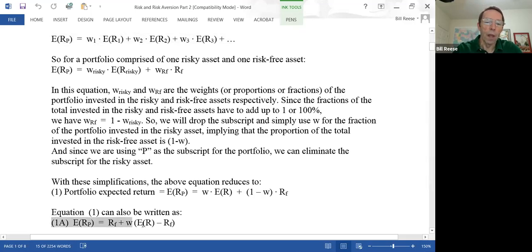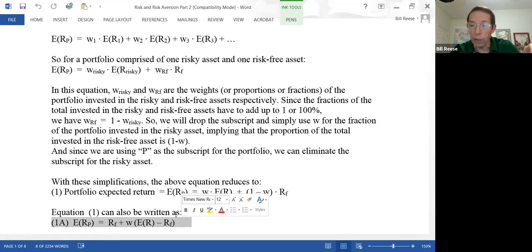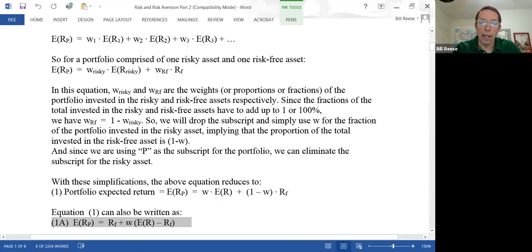Equation 1a says that the expected return on a portfolio, and again, this is only when we have a risky asset and a risk-free asset, is going to be equal to a base rate of return. That base rate of return is the risk-free rate plus a risk premium. Remember, we talked about this before. A risk premium is an extra return that you get for taking on a level of risk. So the risk premium here is going to be this part right there.